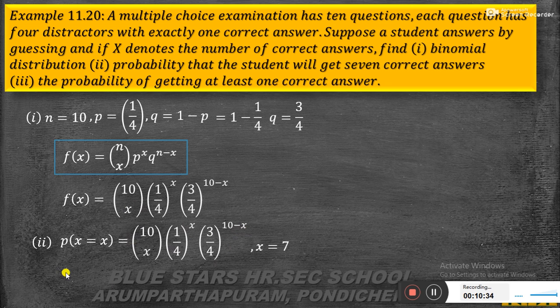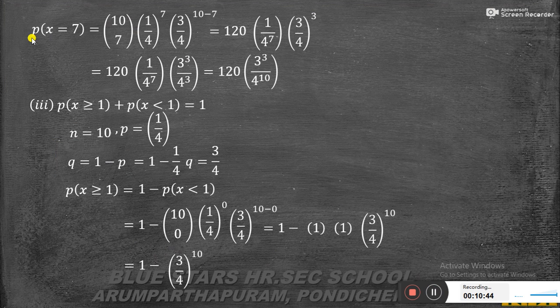The condition in the second subdivision is that they are asking for 7 correct answers. So x equal to 7. In this binomial distribution formula I substitute x equal to 7, because they are asking about the probability of the student getting 7 correct answers. So 10C7 into 1 by 4 whole power 7, into 3 by 4 whole power 10 minus 7.